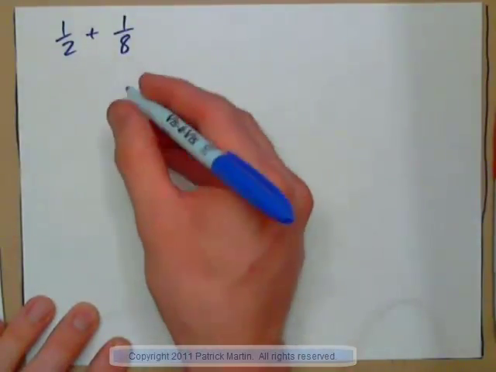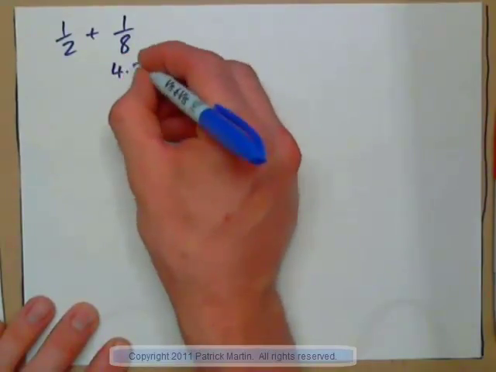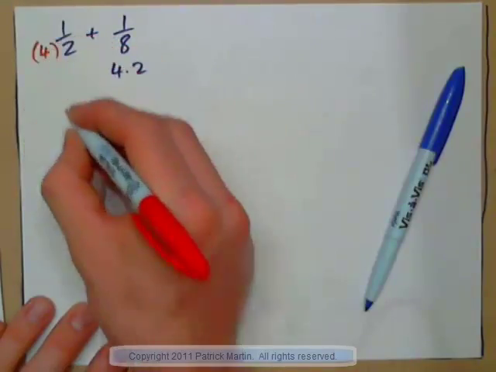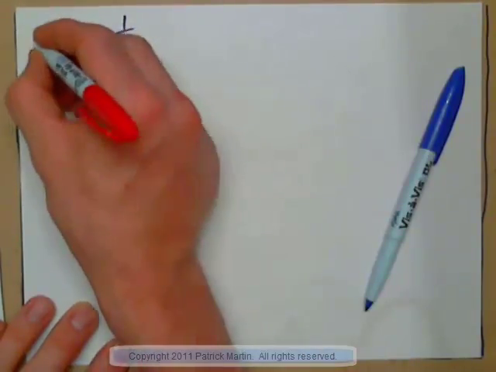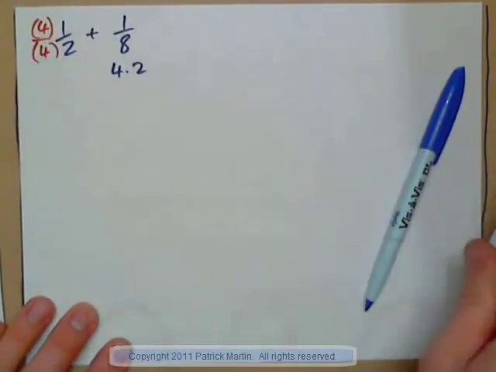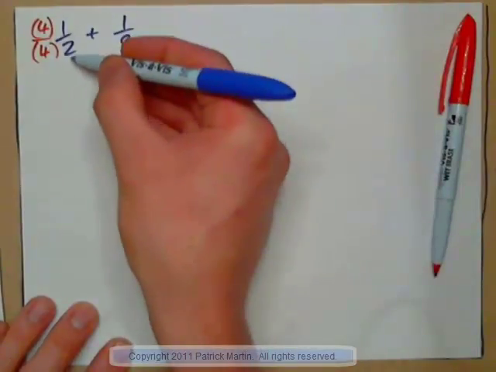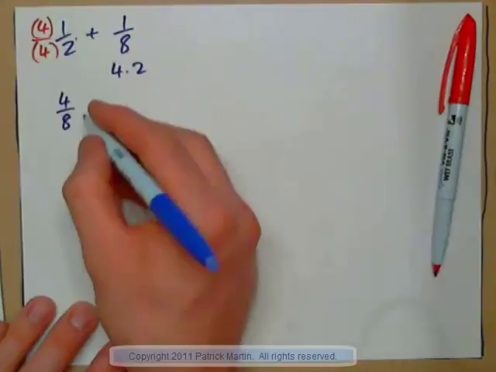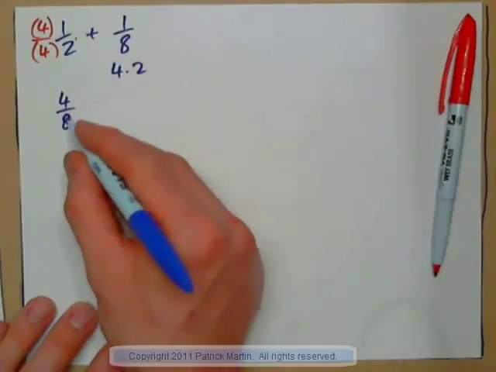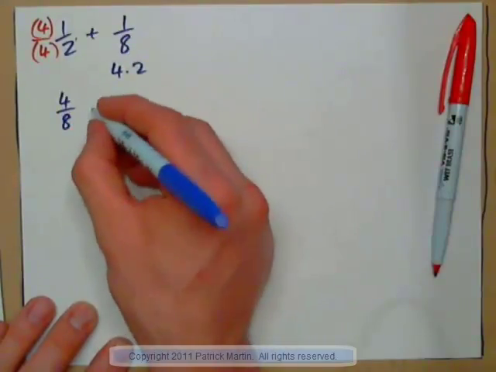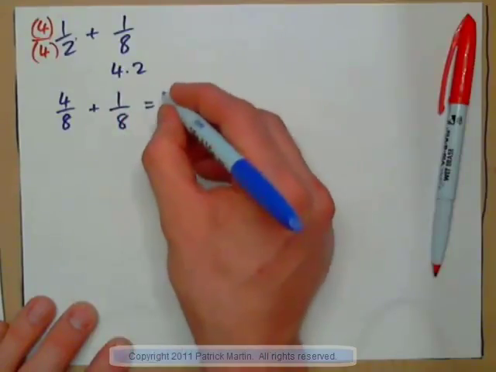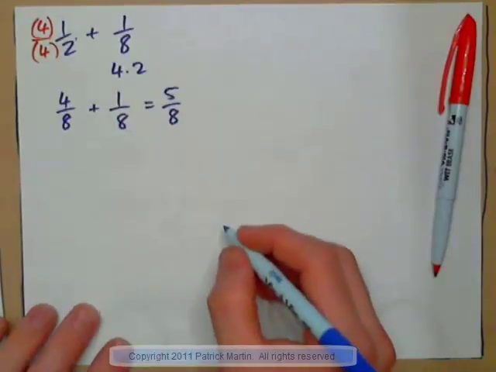Well, you need to make the bottoms the same. 8 is 4 times 2. So change this also to 4 times 2. But you must multiply the top by 4 also. So the half of a tablespoon becomes 4/8, which is the same quantity. It just looks different. And the denominator is the same as this denominator. So we got 4/8 plus 1/8, which gives us 5/8, right?